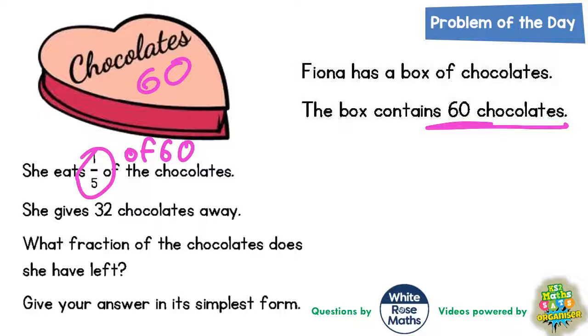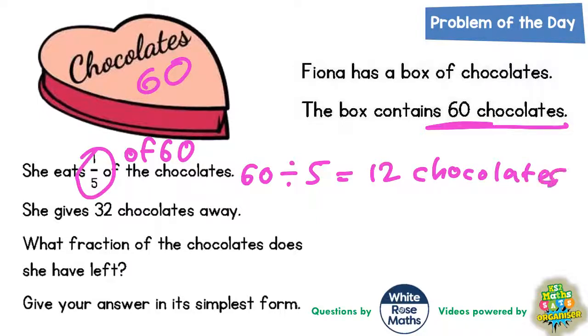Well, a half would mean divide by 2, a third would mean divide by 3, a quarter is divide by 4, and a fifth means divide by 5. So to find a fifth of 60, we need to do 60 divided by 5. And those of you who know your 5 times table will know that that is 12 chocolates. So she's basically eating 12 chocolates.